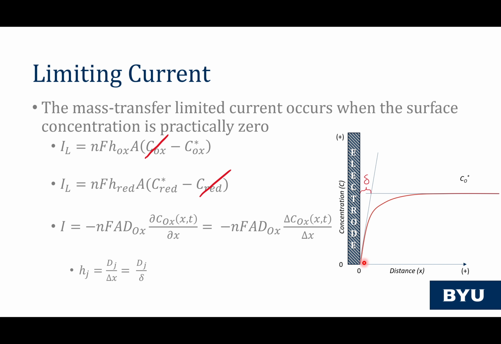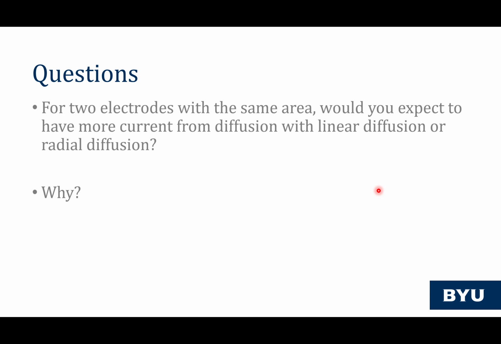The diffusion layer thickness is, conceptually, how far out into the solution diffusion is changing things. And mathematically, how we usually define it is we draw a tangent line, and where that tangent line intersects with the bulk concentration level, we say that's the diffusion layer thickness.